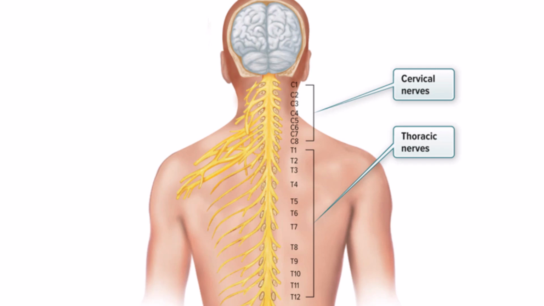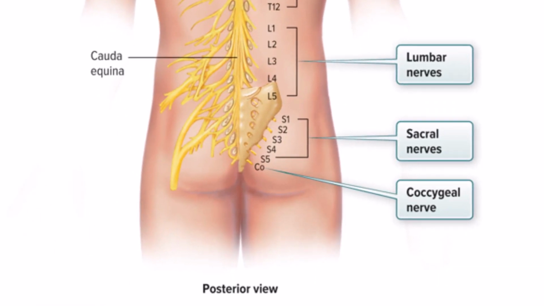The next 12 thoracic nerves are located in the thoracic region or the chest region and are marked as T1 through T12. Then we have the 5 lumbar nerves, which are located in the lumbar region and are marked as L1 through L5. We also have 5 sacral nerves that are located in the sacral region and are marked as S1 through S5. The last nerve is the coccygeal nerve, and it is marked as CO. The cauda equina, which is a group of nerves located at the end of the spinal cord.